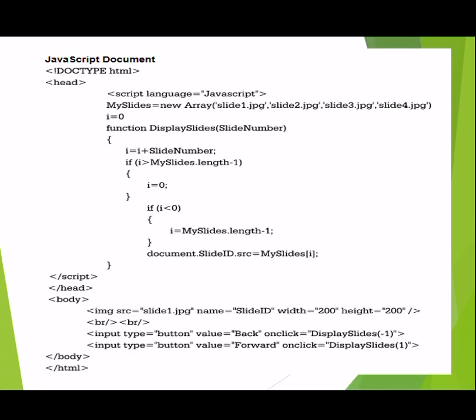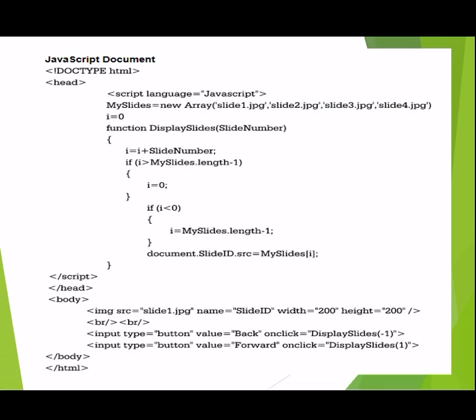Okay, now let's see the code. So doctype HTML tag, then your head tag, then open your script tag, then take one variable myslides. Where myslides is equal to a new array, inside that array you will place all the four slides, that is all the four images: slide1.jpg, slide2.jpg, slide3.jpg, and slide4.jpg. Okay, four slides. Then initially set the variable i to 0. You will take one variable i in order to increment the value of the slides. Where i is equal to 0, initially it is on 0, that is slide number 1.